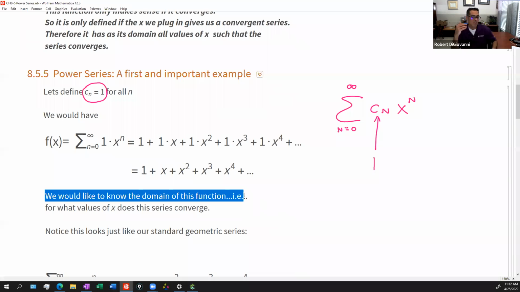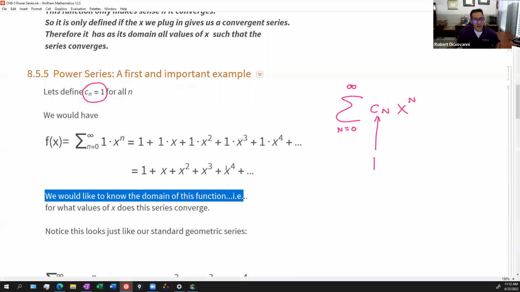So let me give you just a mental exercise. What if I asked you to replace x with 1 right now? Plug in 1 to this function. Wouldn't this just be 1 plus 1 plus 1 plus 1 plus 1 forever? And wouldn't that diverge? Because if you add up ones forever, that's infinite, right? So if I plug in 1, it should diverge. If I plug in 2, it should also diverge, shouldn't it? Because it'll be 1 plus 2 plus 4 plus 8 plus 16. That should get huge, right?